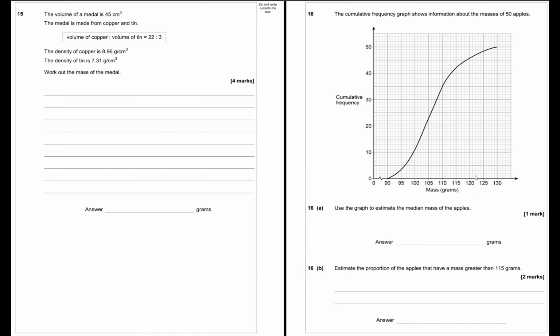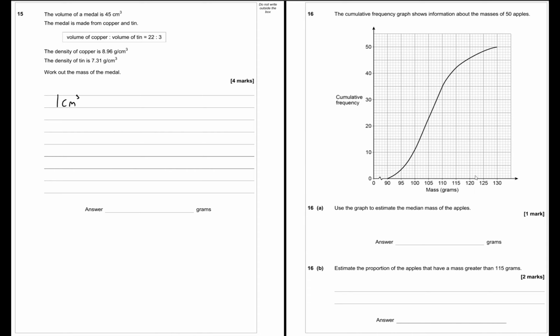The medal is made from copper and tin. The ratio of the volume of copper to the volume of tin is 22 to 3, and we know the density of copper and the density of tin. Work out the mass of the medal. Okay, so let's do 1 centimeter cubed of this medal first.